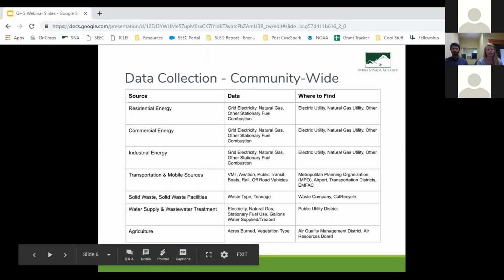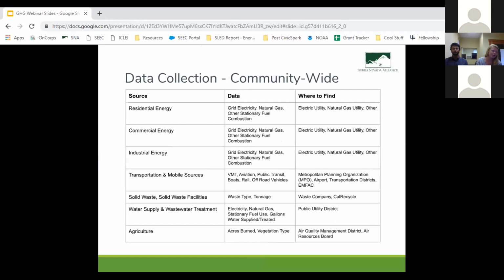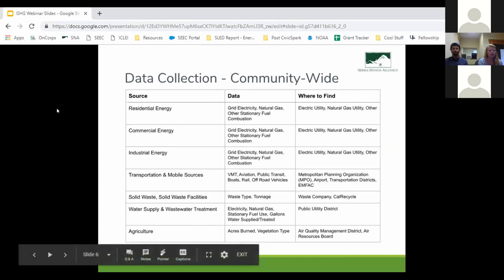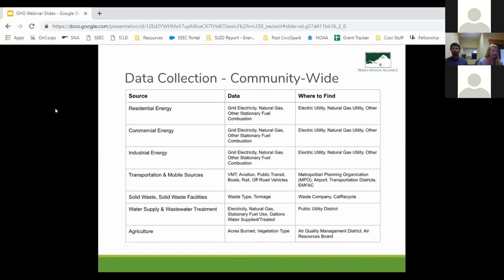All right, so data collection for your community-wide inventory. I'm not going to list everything since there is a lot going on here. So if you have questions about specific sectors, feel free to ask questions at the end. And we'll also be sending out these slides as well as the recording of the webinar later. So we're looking at residential, commercial, and industrial energy. And this includes grid electricity, natural gas, and other stationary fuel combustion, like propane, fuel oil, wood combustion, things like that.